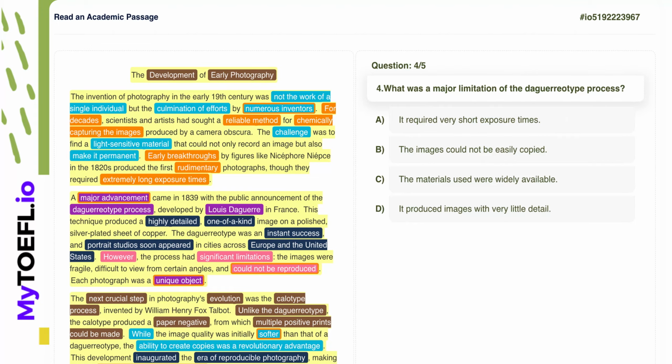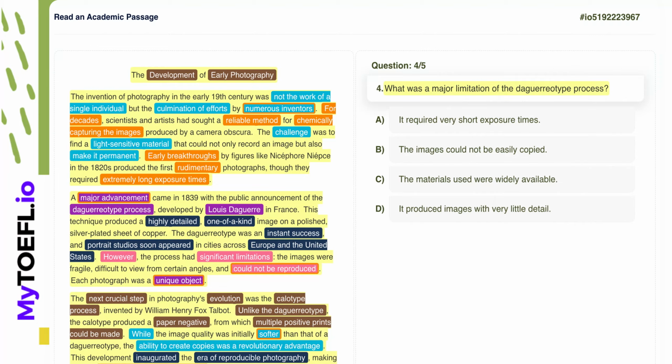Let's move on to question number 4. This is a detail question, asking for a specific piece of information mentioned in the passage. What was a major limitation of the daguerreotype process? This question is very direct. It asks for a major limitation of the daguerreotype. The passage has a sentence that starts with, however, and explicitly lists the drawbacks. Let's go back to paragraph 2 and find that exact information. The answer should be right there in the text.